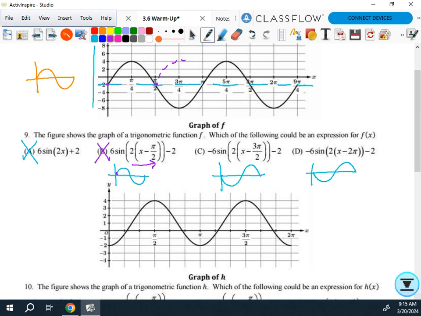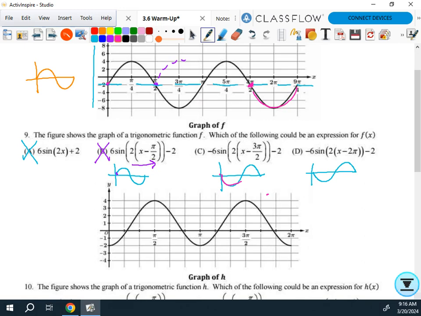So then I move on to this one. I'm starting here. I move to the right 3 pi halves, which puts me here. Then this, I think I kind of like this one. Okay, you see how that works? You cannot look at this all at once. This is how I do them too. I've been doing this stuff forever.